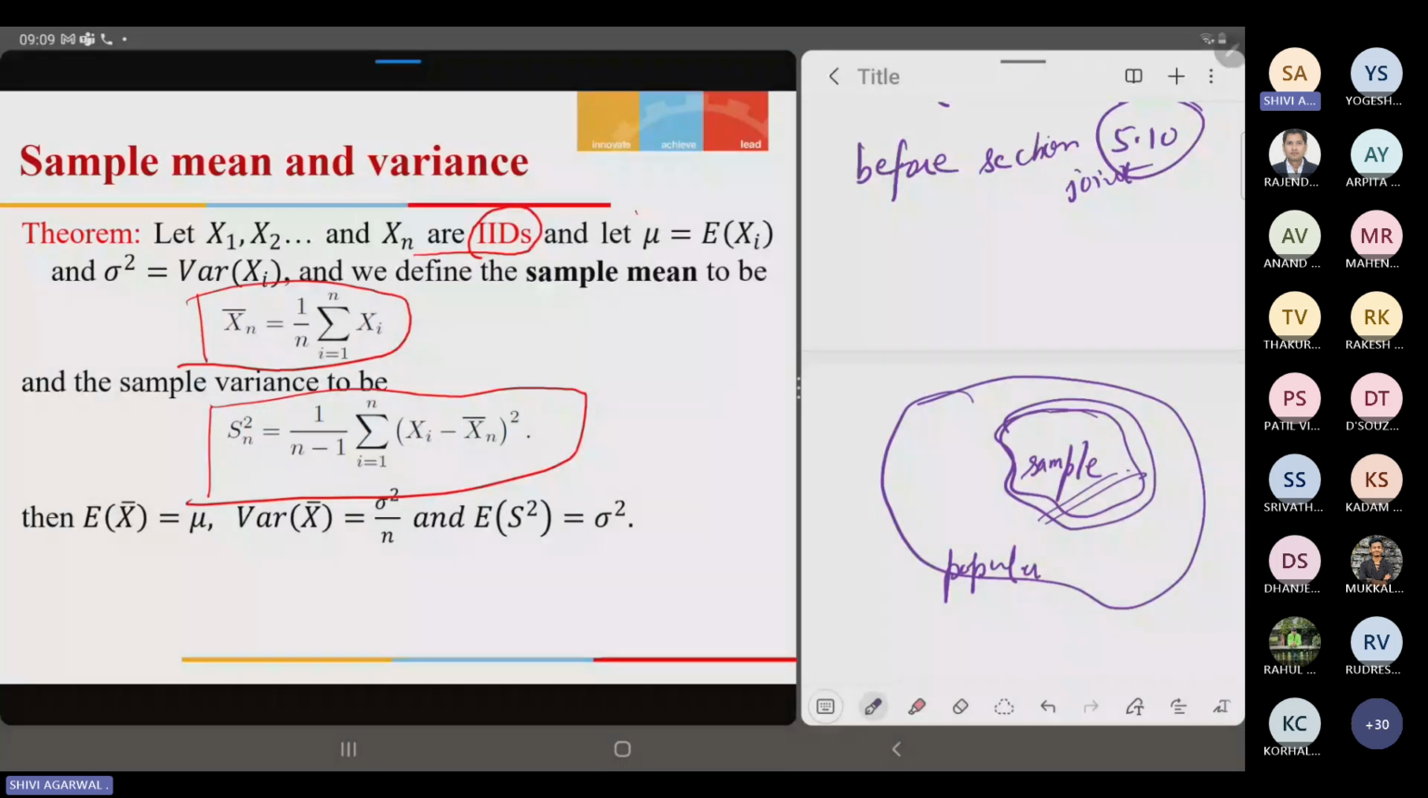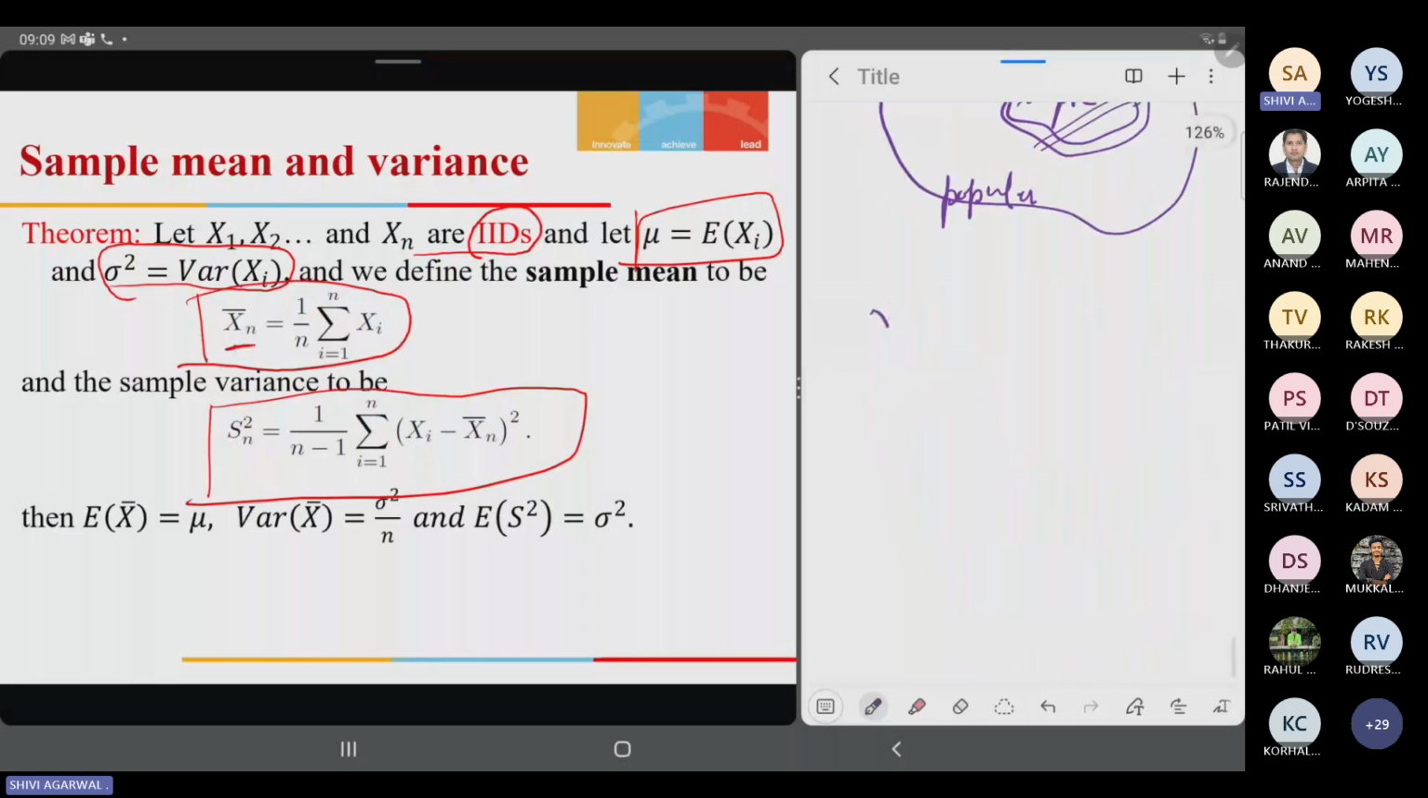Okay, so let mu be equal to the expected value of Xi, and the variance of Xi is sigma square. Then we define the sample mean. Here n is the sample size, and the sample mean is equal to the summation of Xi, i equal to 1 to n, divided by n. That part you know very well, the sample mean.